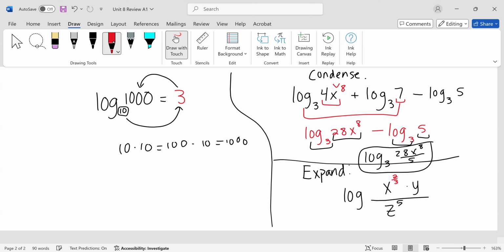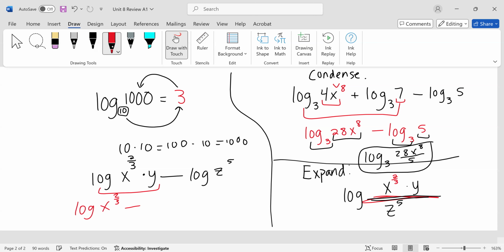All right. So guys, this is a division. So I'm going to use the quotient rule. I'm going to come on this side. I have log of x to the power of 2/3 times y minus, because I'm doing the quotient rule, log of z to the power of 5. Okay, and I can do the product rule here. So this is log x to the 2/3 plus log y. And you still have minus log z to the 5th.